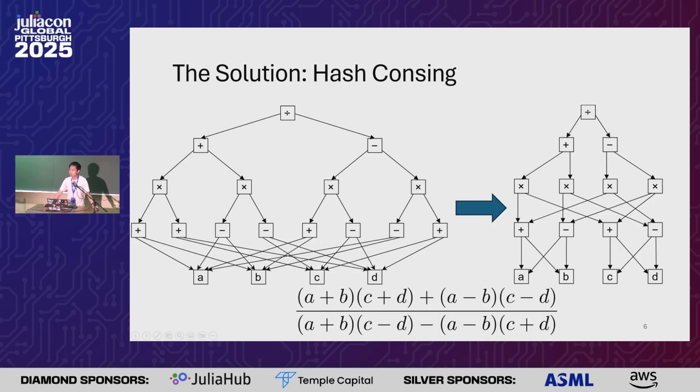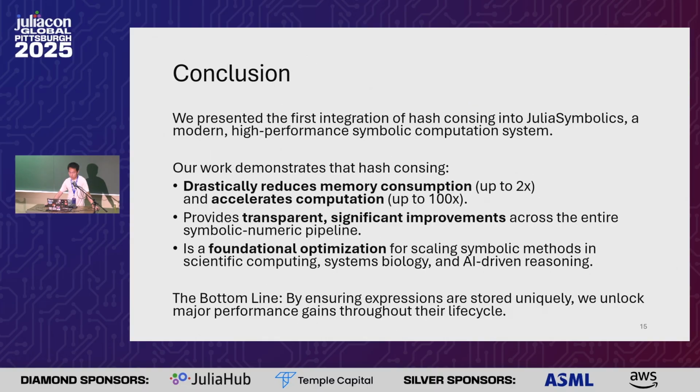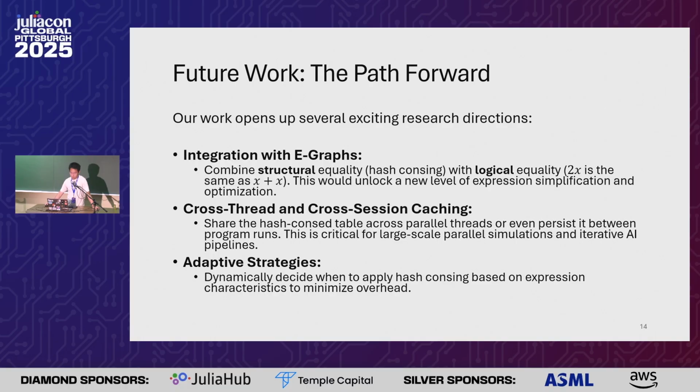I have a question about doing this at the semantic level. What sort of challenges do you expect to see for doing hash consing based on logical equality instead of just structural equality? Okay, you're asking what the challenges are for integrating it with logical equivalence.